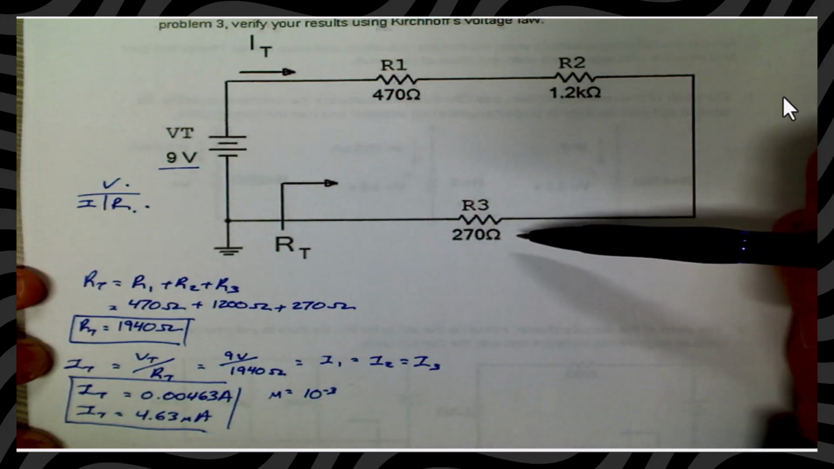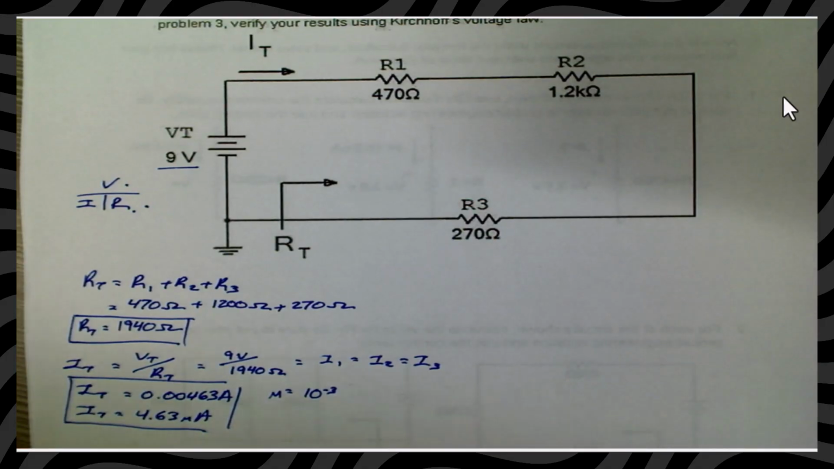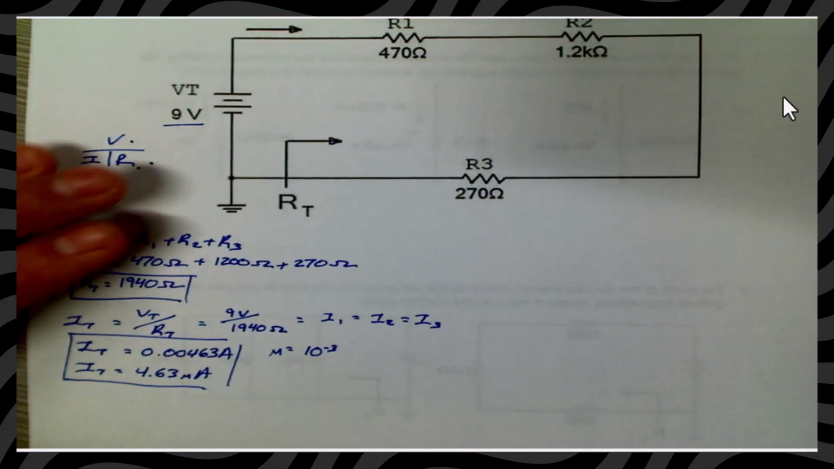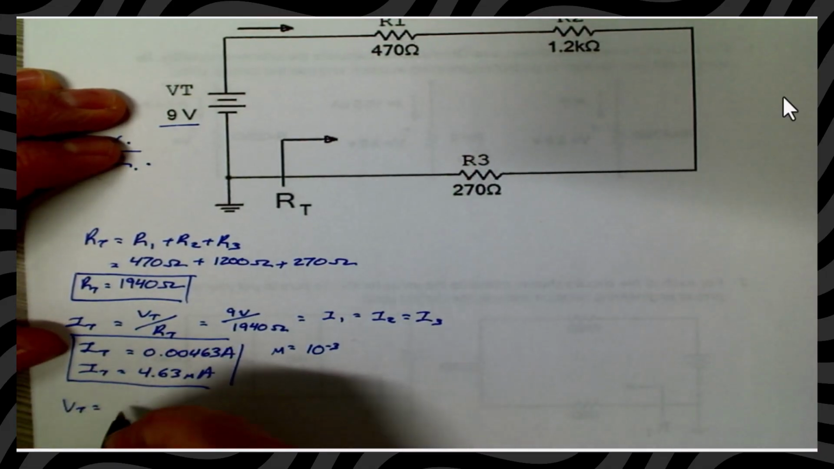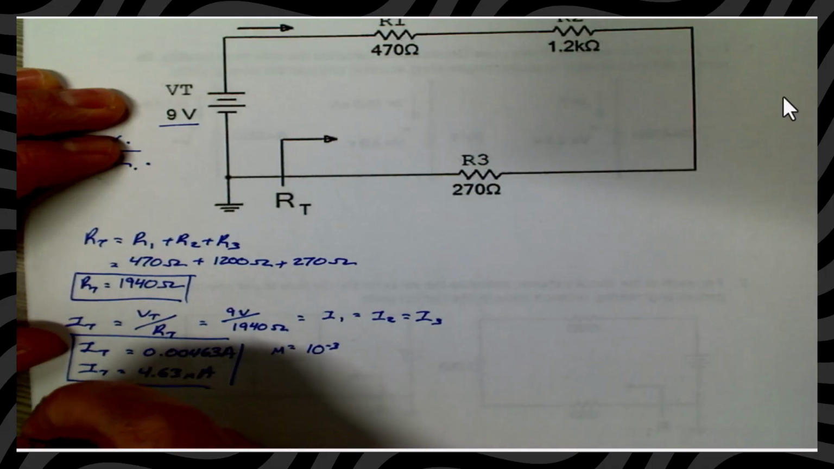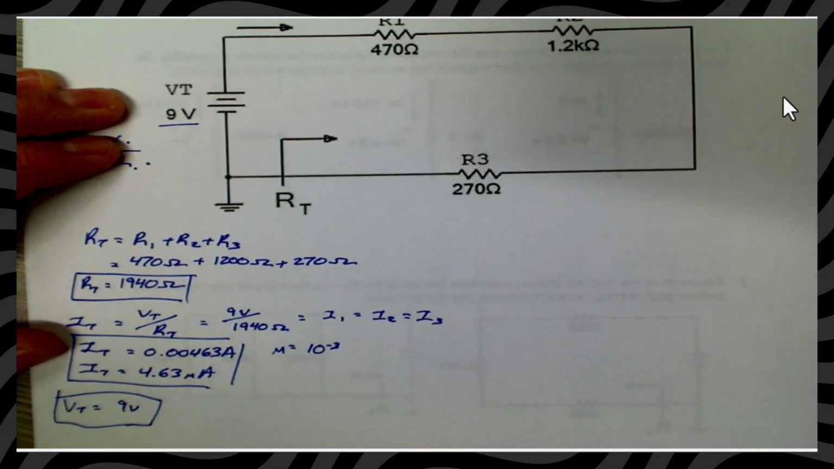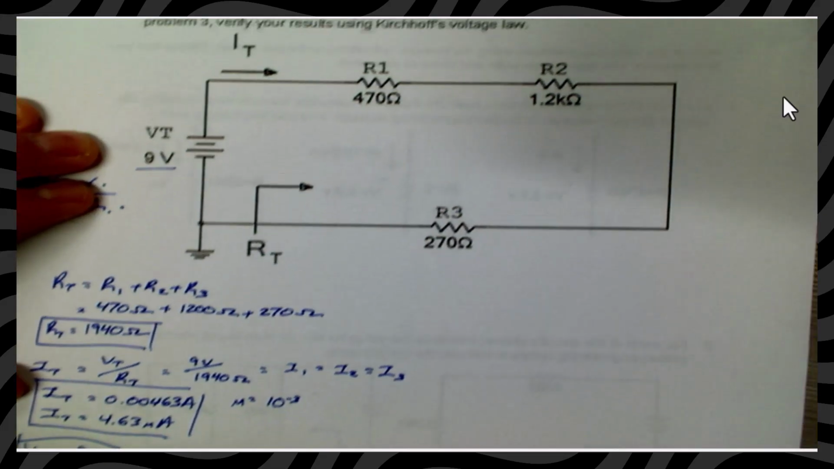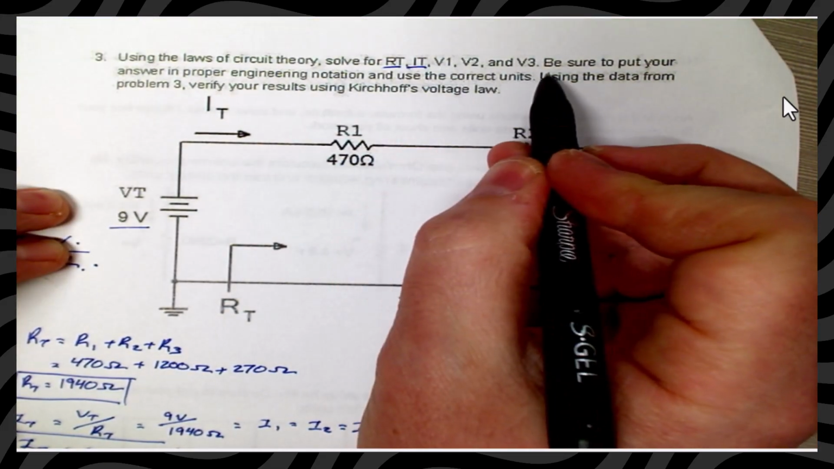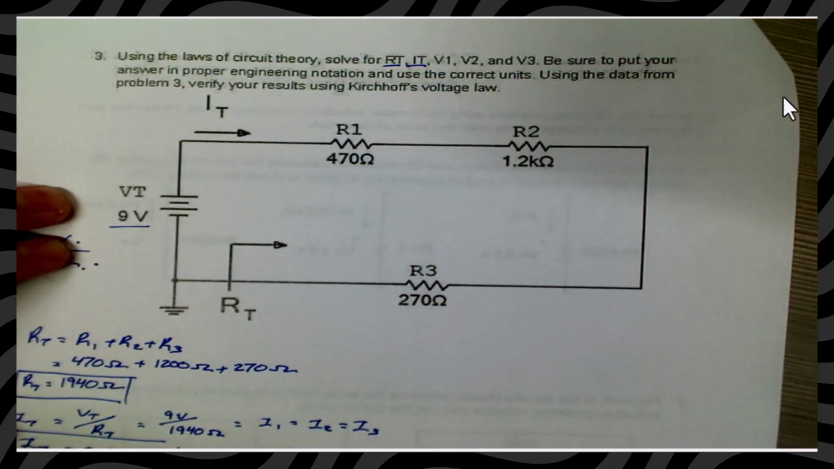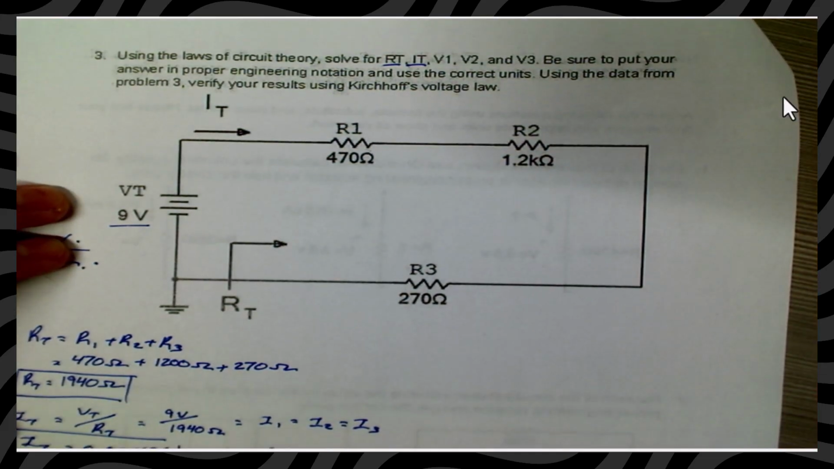So that's going to be good to know later on when we calculate our voltage drops, okay? Now, as for voltage, let's just put it out there. Our total voltage, we already said, is 9 volts. But what we need to do is solve for the voltage drop at each one of our components.